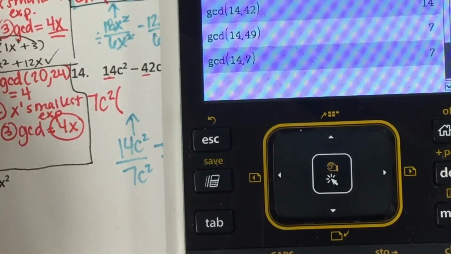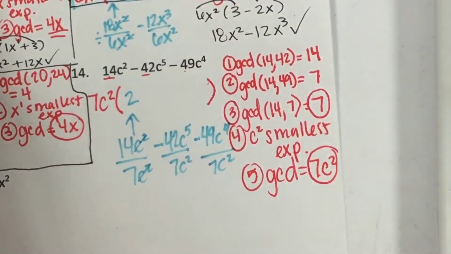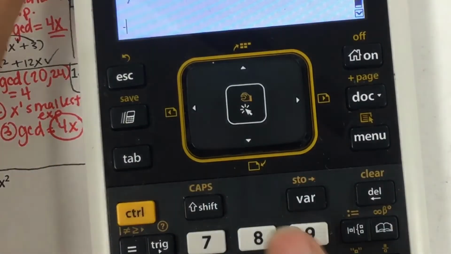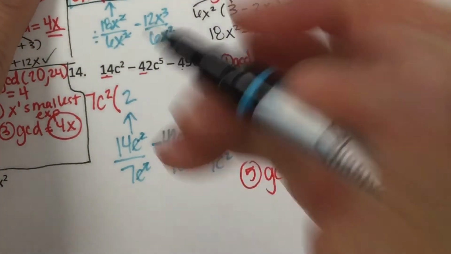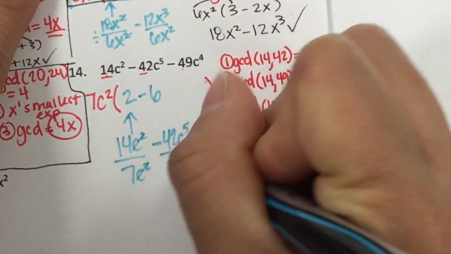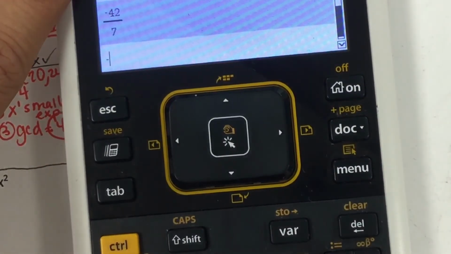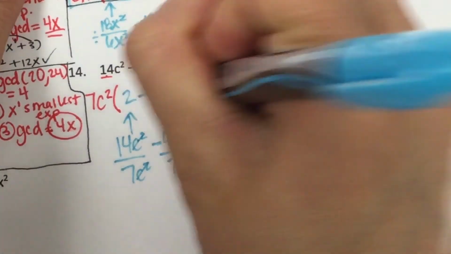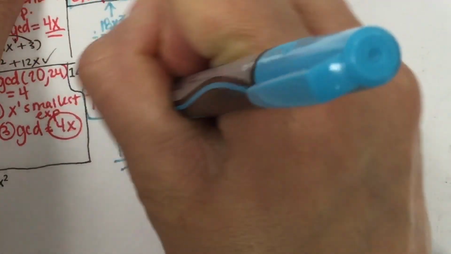14 divided by 7 is 2. So you get 2, c squared cancels. Then you take negative 42 divided by 7, which is negative 6. So you get negative 6c, you subtract the exponents, you get c to the third. Negative 49 divided by 7, and you get negative 7. So negative 7, subtract your exponents, you get c squared. This is your final answer.